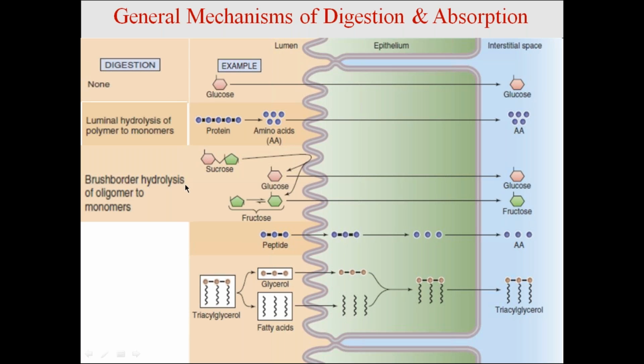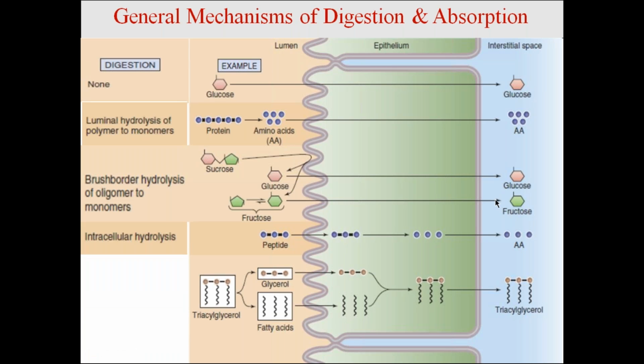Okay, so then one is that the nutrient doesn't need digestion, it is just absorbed. The second is that the digestion is completed in the gastrointestinal lumen. The third is that in the gastrointestinal lumen it was partly digested, and then in the presence of brush border enzymes it was broken down to monomers, and then it was absorbed, right?